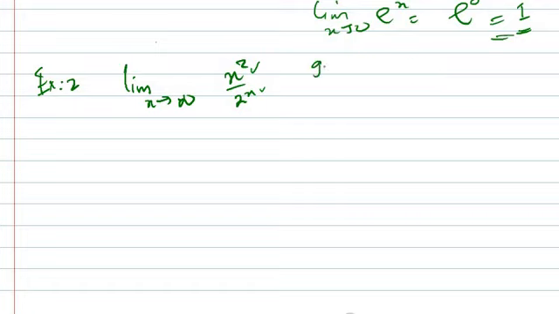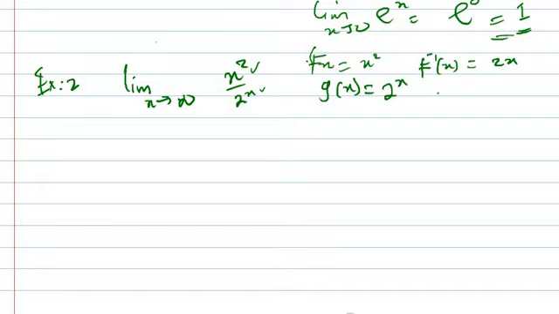So f of x is x squared, and f prime of x, if I find the derivative of this, is equal to 2x. Then g of x is equal to 2 to the power x, and g prime of x is equal to what?